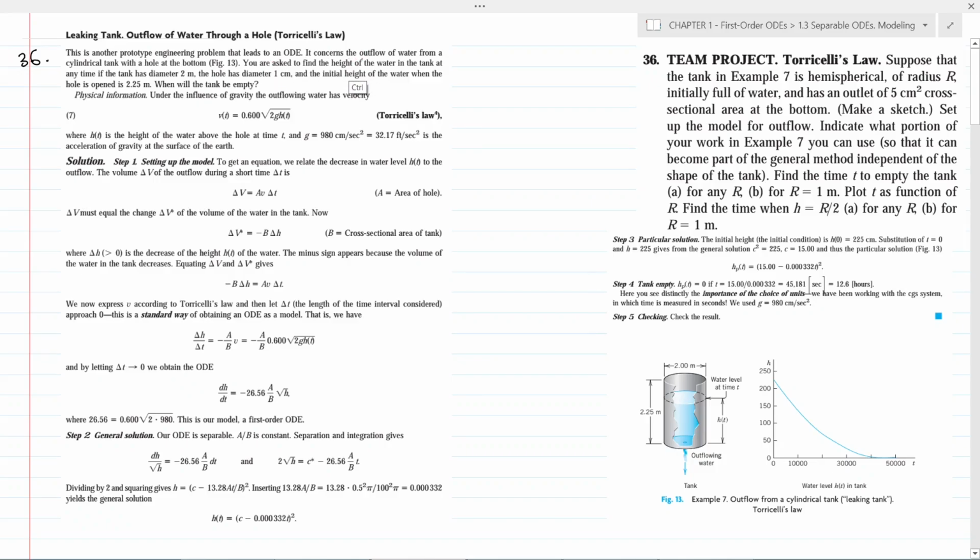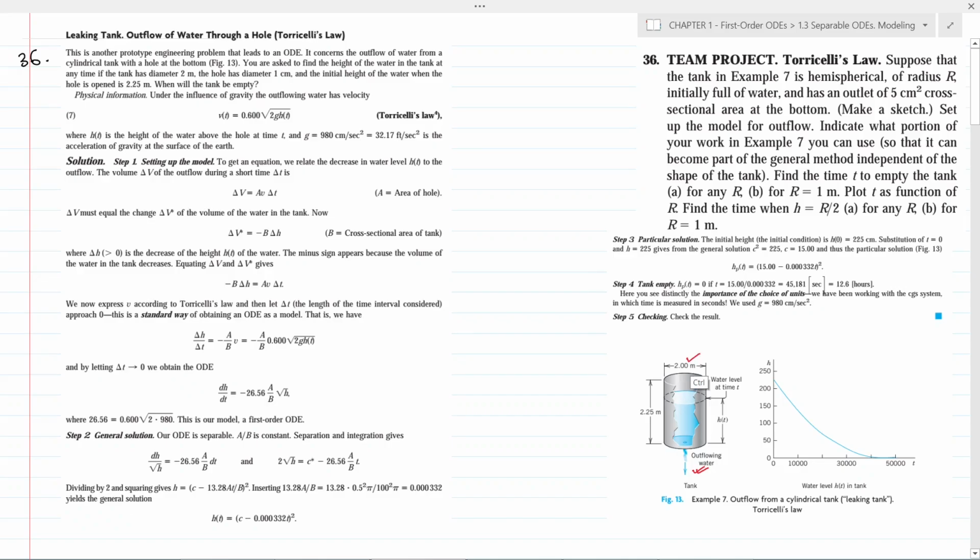It concerns the outflow of water from a cylindrical tank with a hole at the bottom, figure 13. We can see in figure 13 the tank is full of water and there is a hole at the bottom through which water is leaking out. You are asked to find the height of the water in the tank at any time if the tank has a diameter of 2 meters.